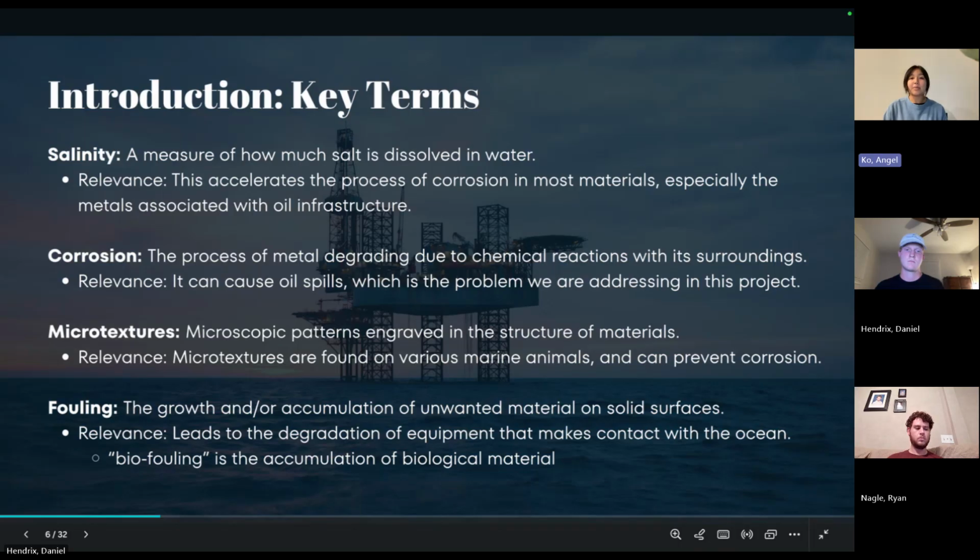Third, we have microtextures. Microtextures are microscopic patterns engraved in the structure of materials, which is relevant to the project because they can be found in various marine animals. In this case, we are going to be going over shark skin, which you'll see later in the presentation, and that can actually help prevent corrosion. Lastly, we have fouling, which is the growth or accumulation of unwanted materials on solid surfaces. In the scope of our project, that fouling occurs in the ocean through biofouling, which is the accumulation of biological material.